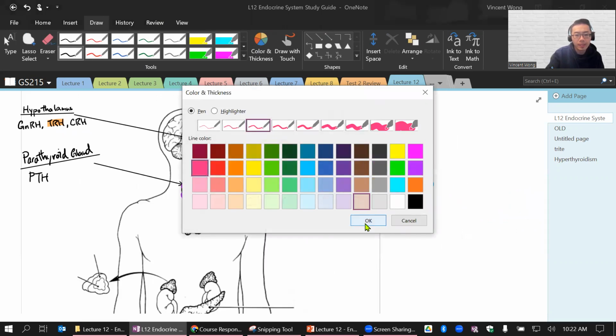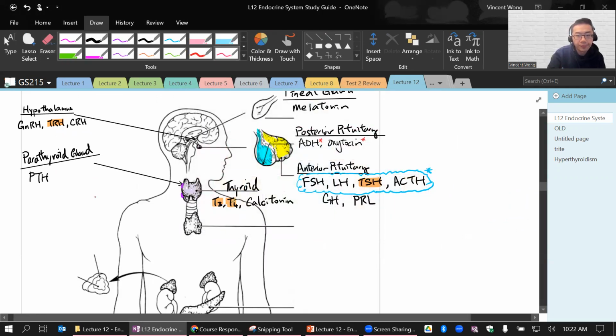I know it's getting very busy and crowded here, but I want you to know that calcitonin and PTH are antagonistic. I'm just gonna circle them in pink over here. They are responsible for blood calcium level. PTH and calcitonin. There are 4 parathyroid glands on the back. We can only see 2 of them over here.